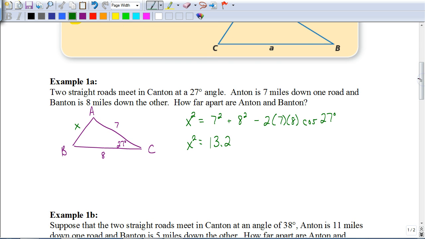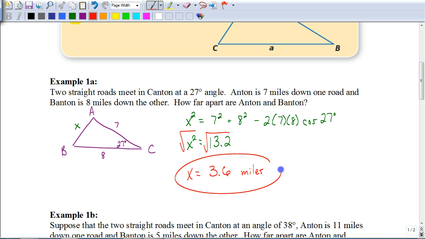Well, that's not your final answer. We still have x squared equals 13.2. So at this point, we would take the square root of both sides, and your answer then is x is about 3.6. So your answer would be 3.6 miles, so that's how far apart they are.